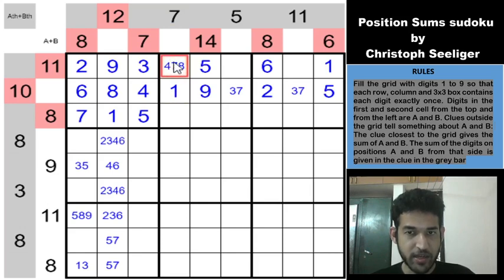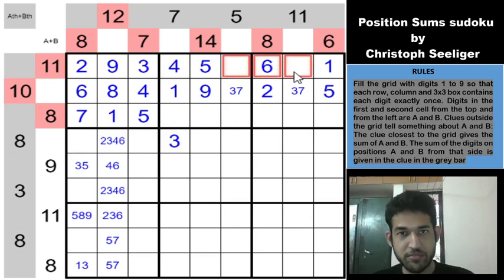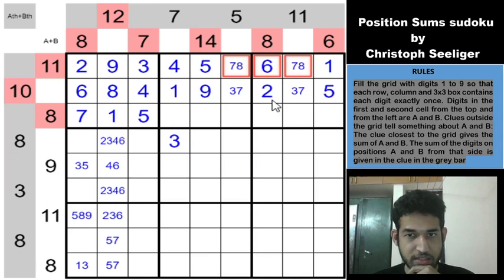So this can't be 7 or 8 because if you have 7 or 8, then you must also add the digit in the 7th or the 8th position to satisfy this clue and then the total will be more than 7. So this can't be 7 or 8. So this would have to be a 4, which means that the 4th cell and the 3rd cell will add up to 7. The 4th cell is this one and the 1st cell is this one. So which means this would have to be a 3, and these two cells must be 7, 8 using classic rules.